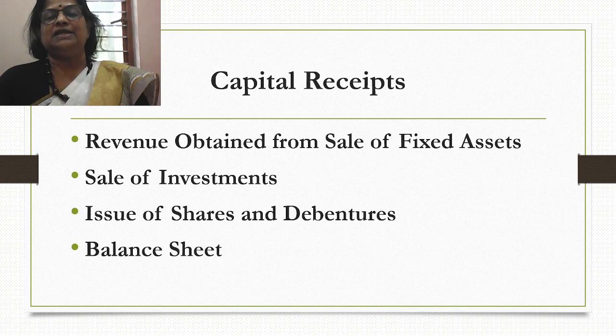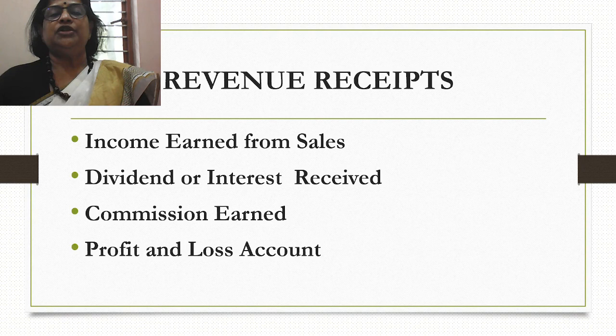Issue of shares and debentures for raising funds. So when they are issuing shares and debentures for raising funds, it is a capital receipt. Now you have to remember that these items will go to balance sheet. Now you have to remember what is revenue receipt. Revenue receipt meaning income earned from sales.